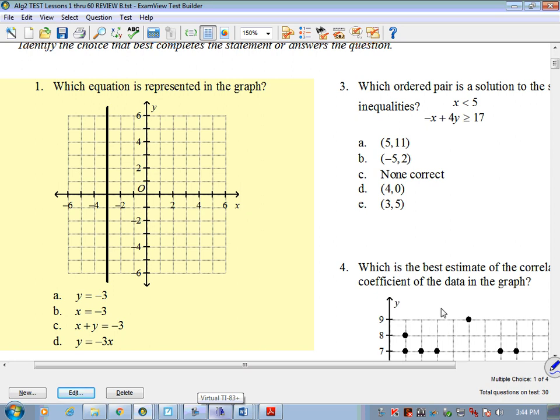What we have right here is our review for our Algebra 2 test. This is going to be your next test, lessons 1 through 60. I'm going to try to cover as much of this in as much detail as I can so you're ready for your test. Our first question comes up here.